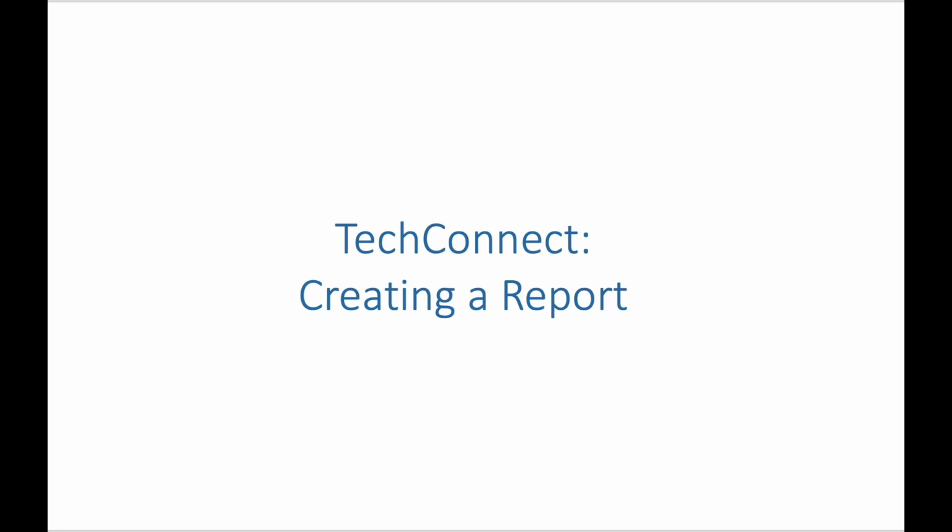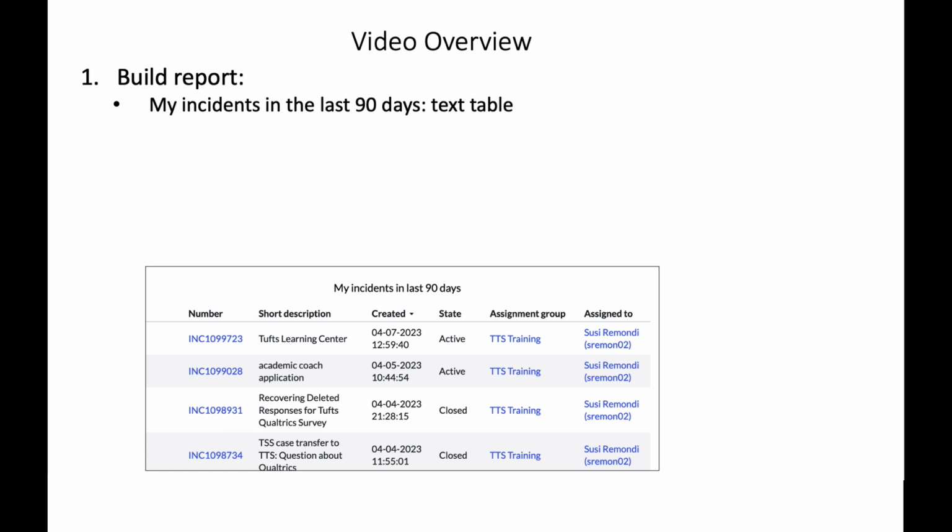In this video, we'll walk through creating a report in TechConnect. Our first report will be my incidents in the last 90 days. It'll be a text table. It looks a little bit like this.